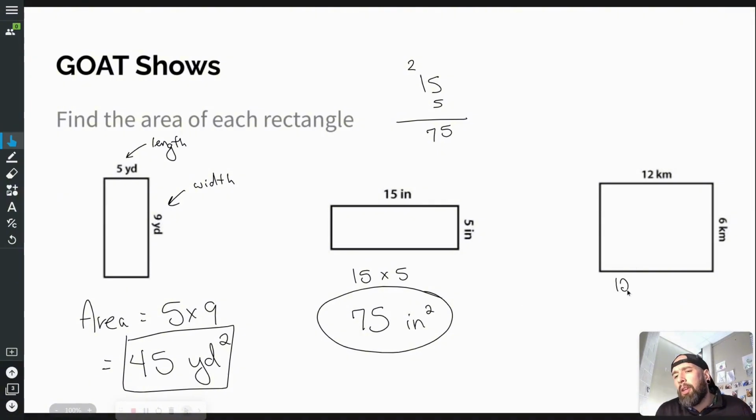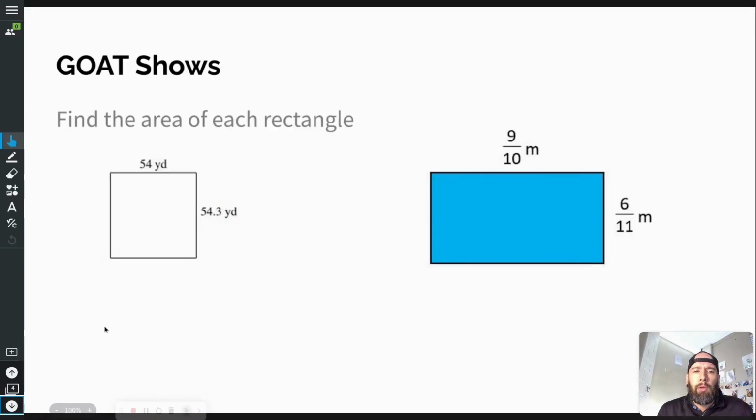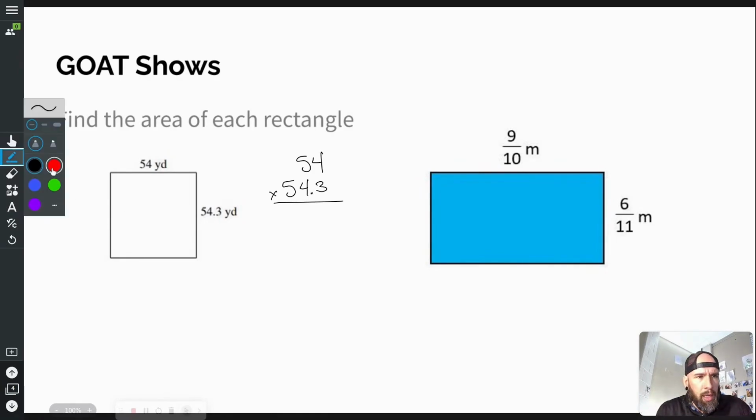12 times 6, that's 72 square kilometers. All right. Oh, decimals and fractions. We know how to do those. 54 times 54 and 3/10. Let's multiply them out.